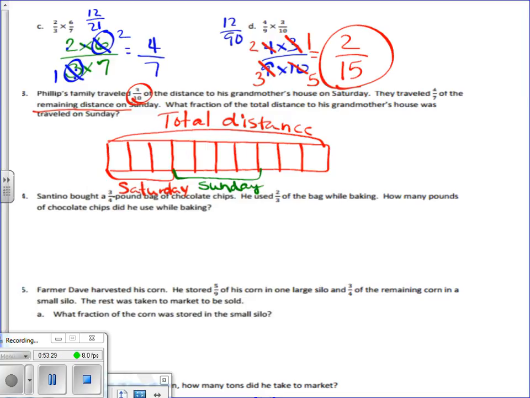So what fraction of the total distance to his grandmother's house was traveled on Sunday? What would we really call this travel done on Sunday? 4/10. Give DeMarco a gold star. 4/10. High five to you. And that's it.